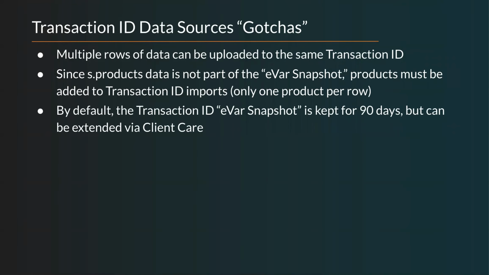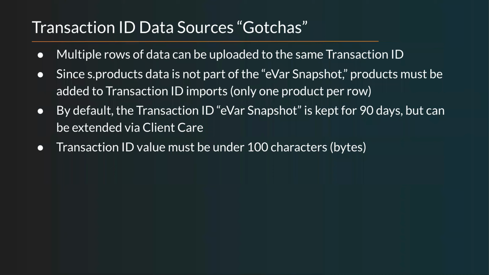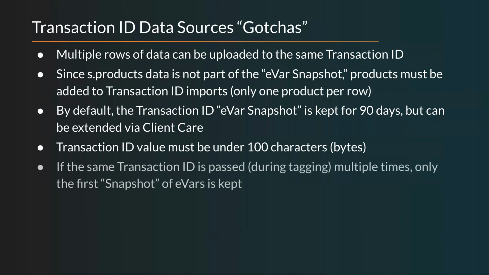By default, the snapshot is 90 days, but you can call client care and extend that. I don't know if they're charging for that these days. The transaction ID has to be under 100 characters. And if the same transaction ID is used multiple times, then it only uses the initial snapshot. So just be cognizant of that. You want to make sure that you know that that's happening.